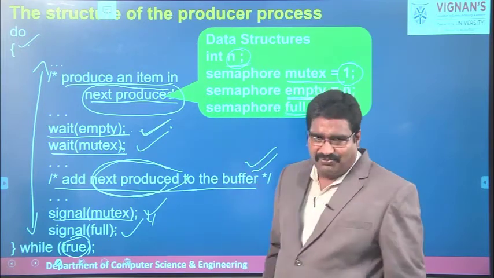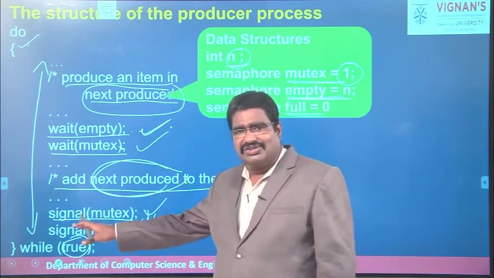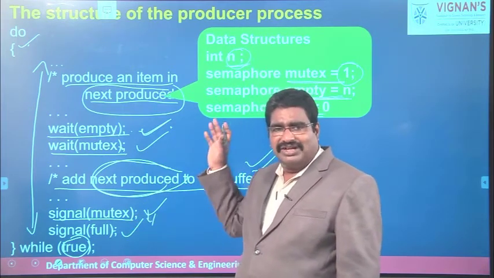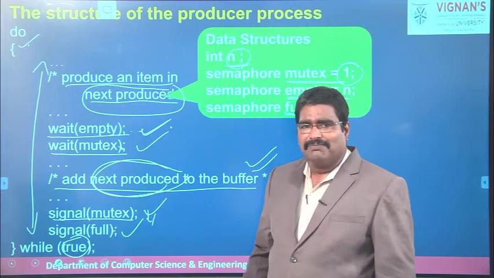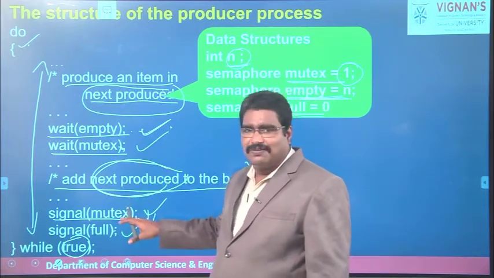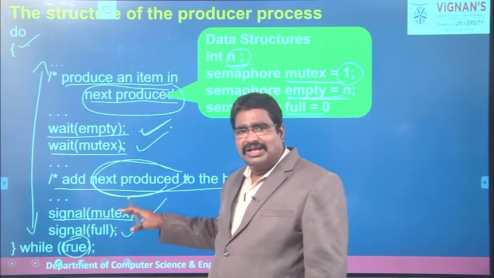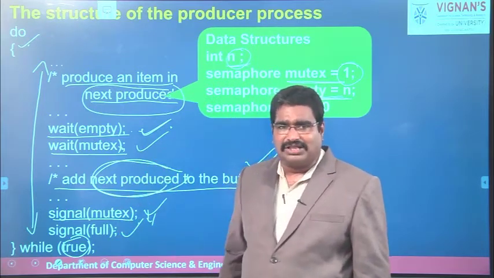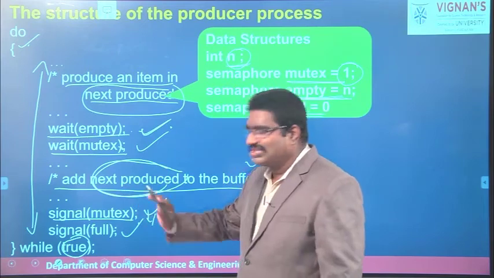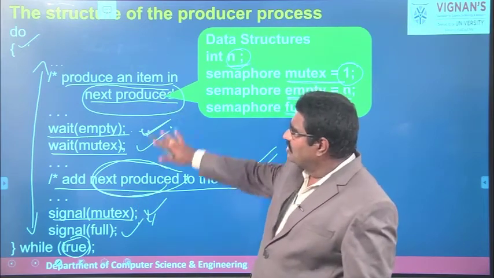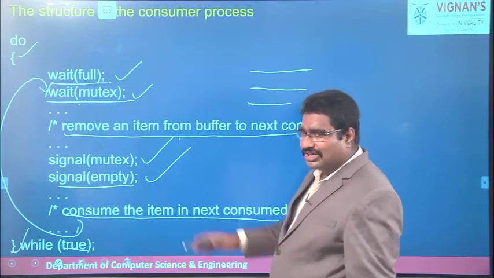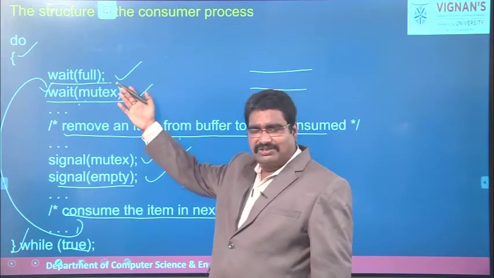Producer places the item into the buffer. Once it is completed, he gives the signal mutex, that is, once the operation is completed, if the consumer is waiting, he is allowed to take the item from the buffer. And once the item is placed, automatically the full needs to be increased, because the full represents how many items are available in the buffer. For that reason, he gives the signal full. So, this is the code used for the producer process. Similarly, in the consumer process, the consumer first needs to wait for the free space.